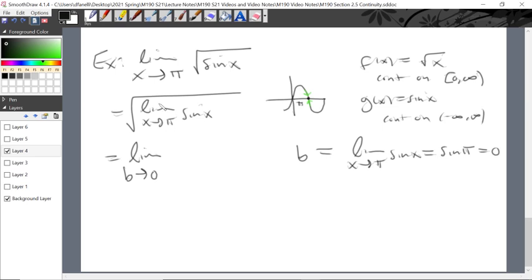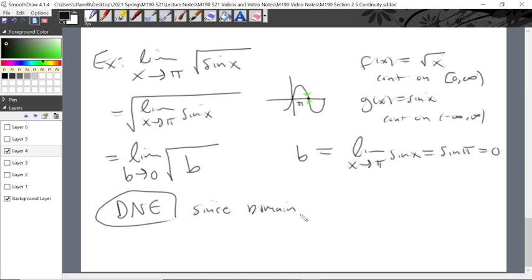So this limit is saying that we are also requiring a two-sided limit from both the left and the right for the output as well. This means we would be looking at the limit as b approaches 0 of the square root of b, for example. And remember that this limit itself does not exist, since the domain is from 0 to infinity. We can't choose b to be less than 0.